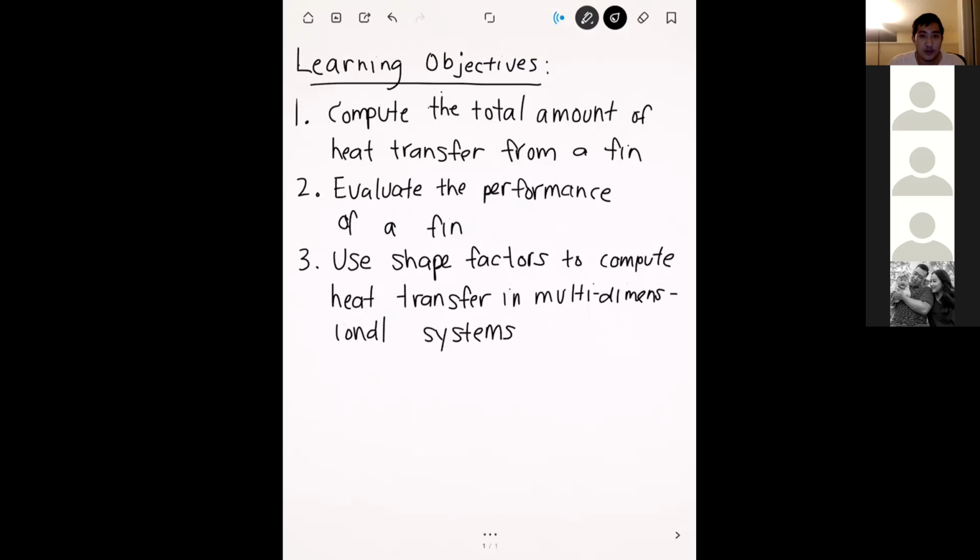Okay, today is a little bit busy, so I want to get through a lot, and we'll see how much we get through. I basically want to finish up our lecture notes here on fins and multidimensional heat conduction.